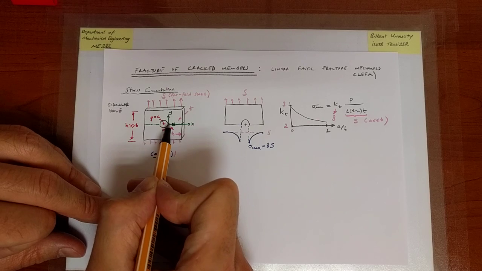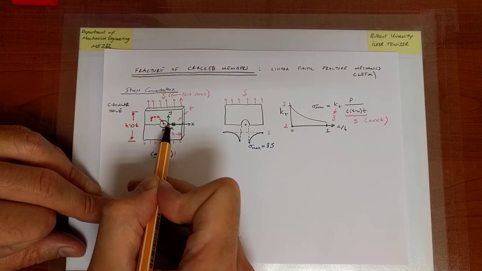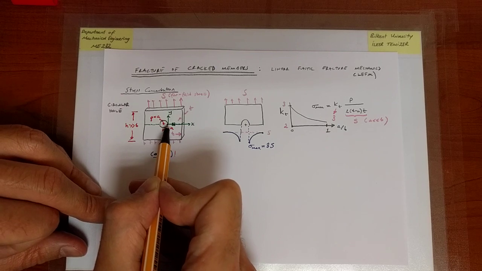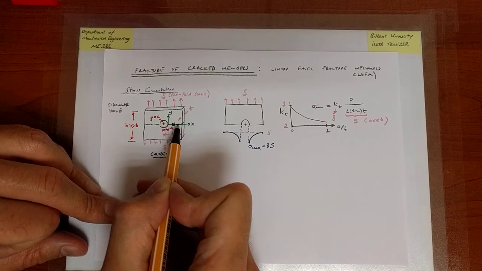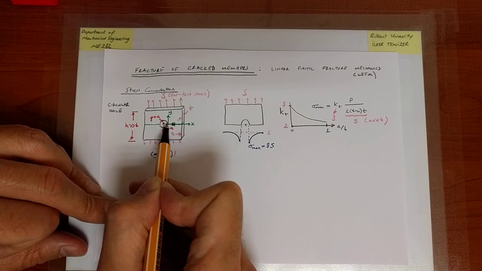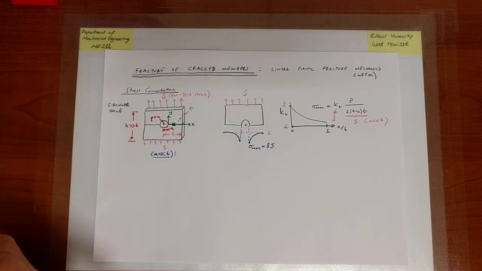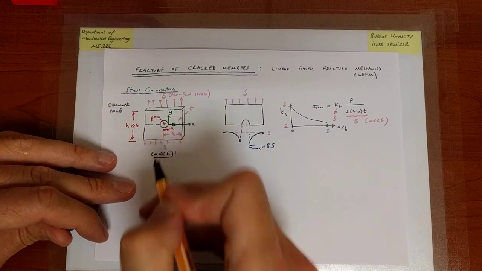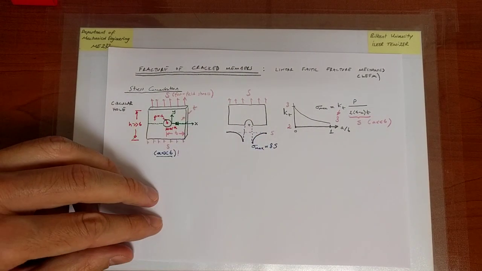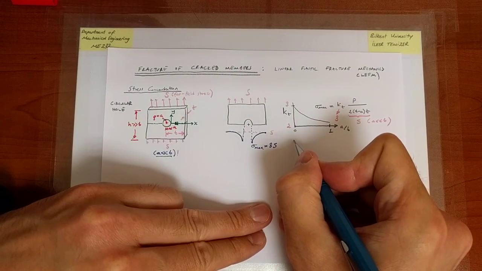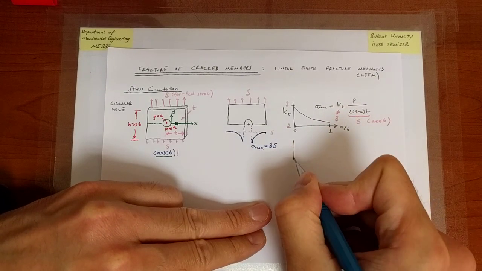When x is 0 and y increases, I move along that direction. When y is 0 and x increases, I move away from the hole. So I'm going to keep y equals 0, and I'm going to keep varying x, and I'm going to monitor the value of sigma y, which is monitored at the point of consideration. And that's going to be a separate plot.